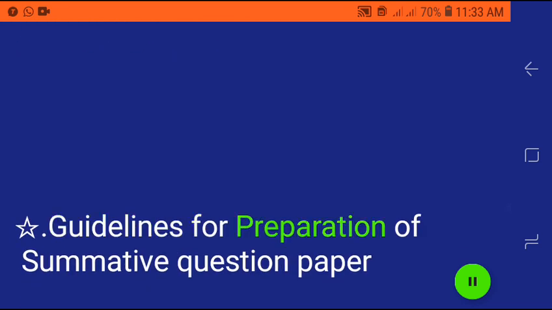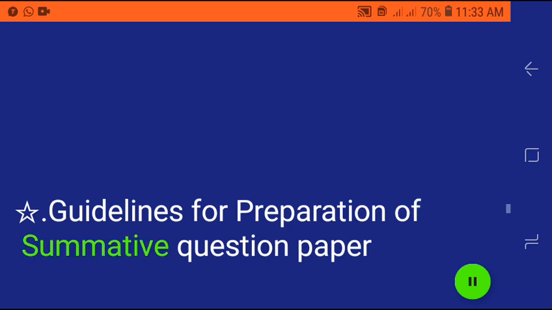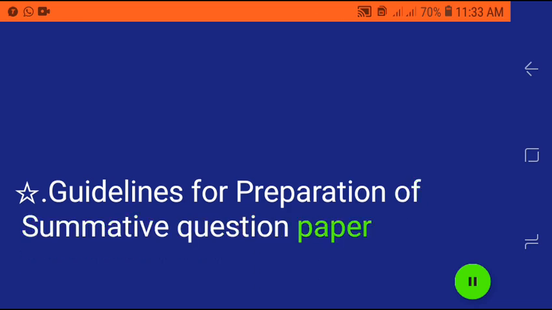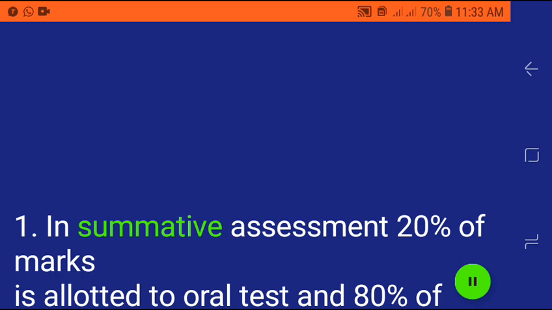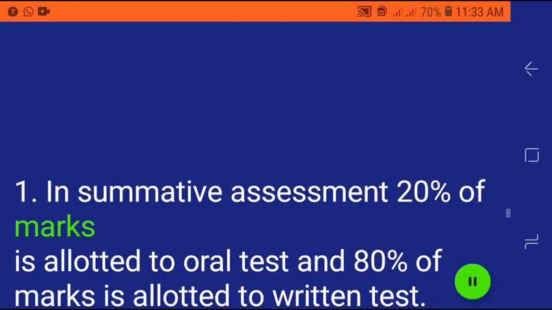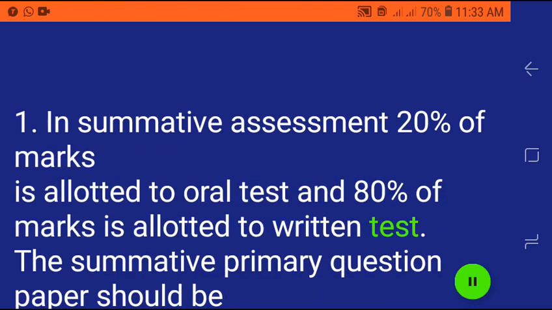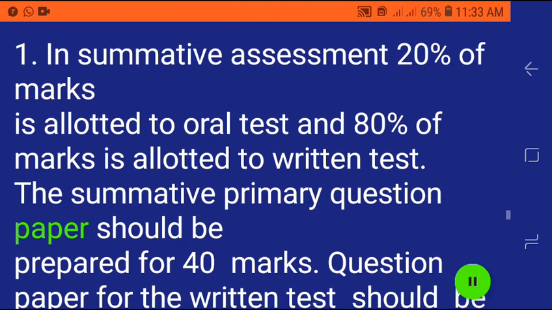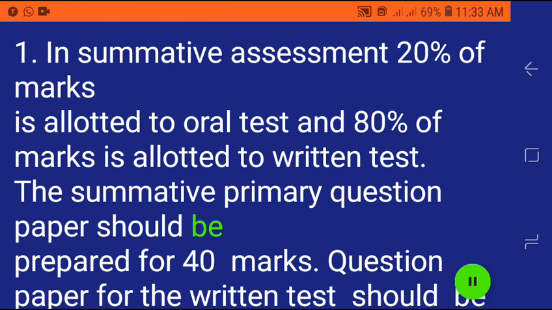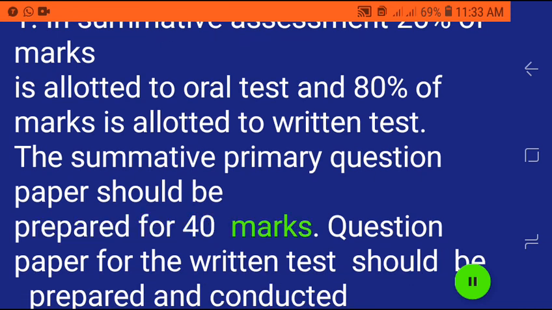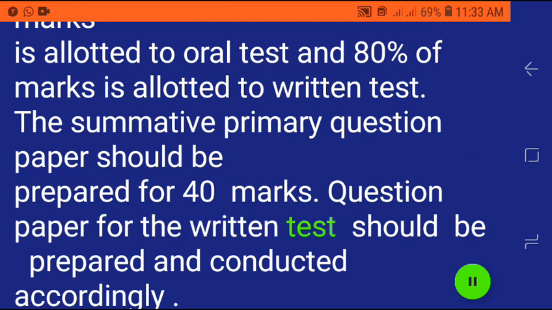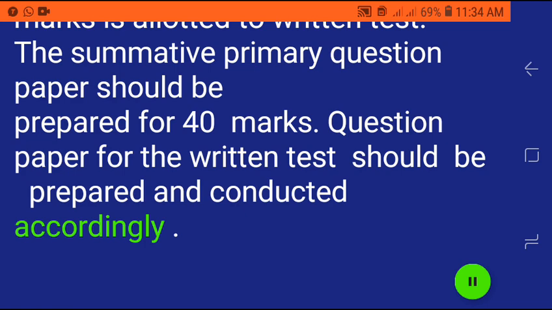Guidelines for preparation of summative question paper. 1. In summative assessment, 20% of marks is allotted to oral test and 80% of marks is allotted to written test. The summative primary question paper should be prepared for 40 marks. Question paper for the written test should be prepared and conducted accordingly.